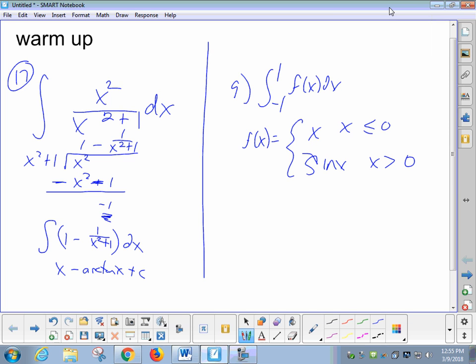Okay, so here, this is a piecewise integration problem. What's the first thing you should check for and hope for? Continuity. If it's continuous, what's the benefit? You don't have to do limits. So, is this continuous? Yes, it is continuous. They both meet at 0, so you can just straight up integrate from -1 to 0.